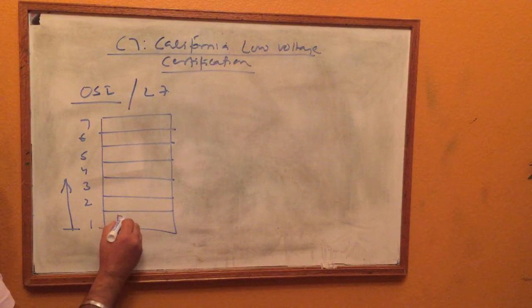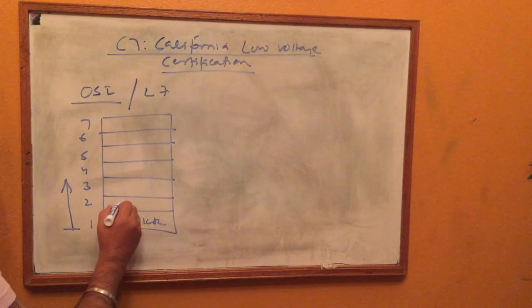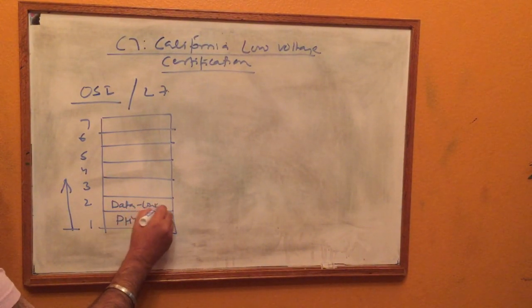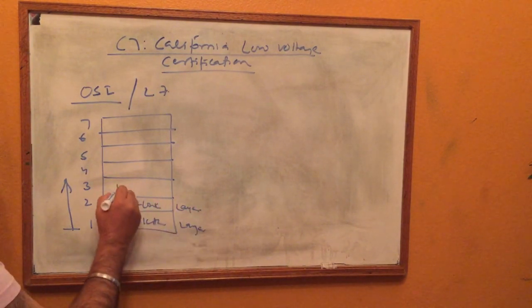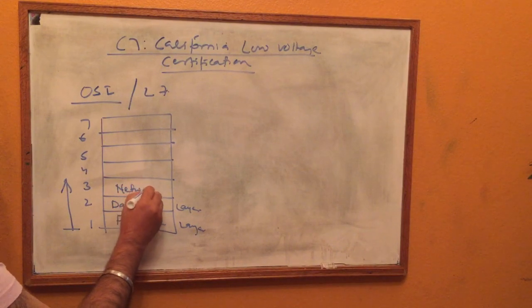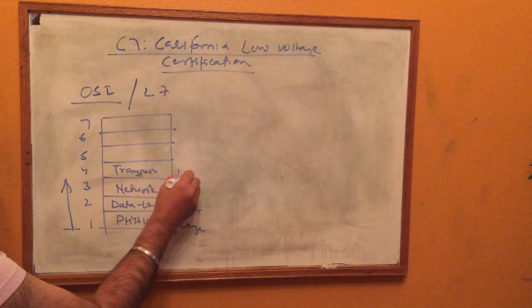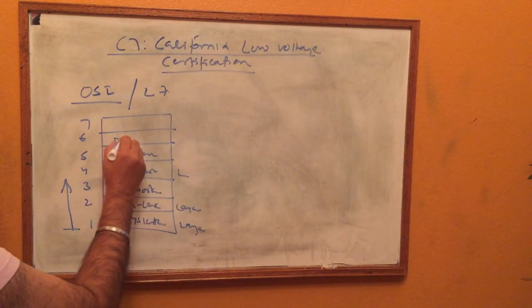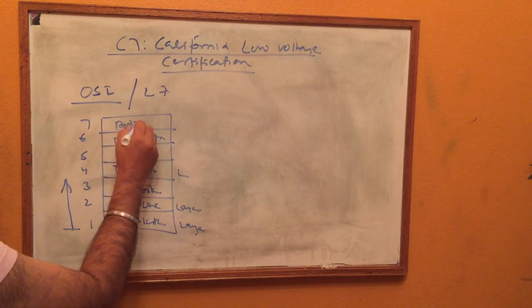The very first layer is actually called the physical layer, physical connections. Then we call it the data link layer. Then the third layer is called the network layer. Fourth layer is called the transport layer. Then we call the session layer, presentation layer, and application layer.